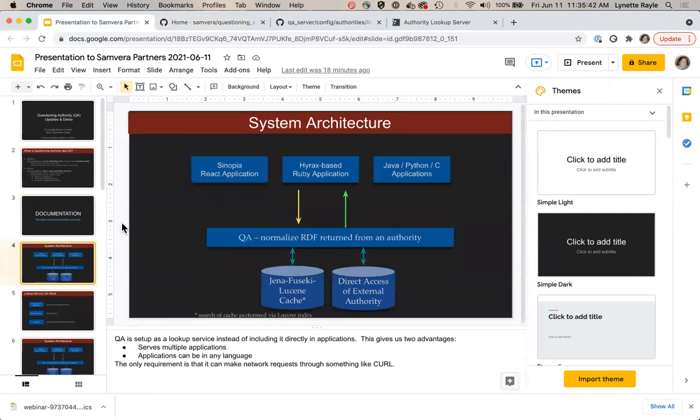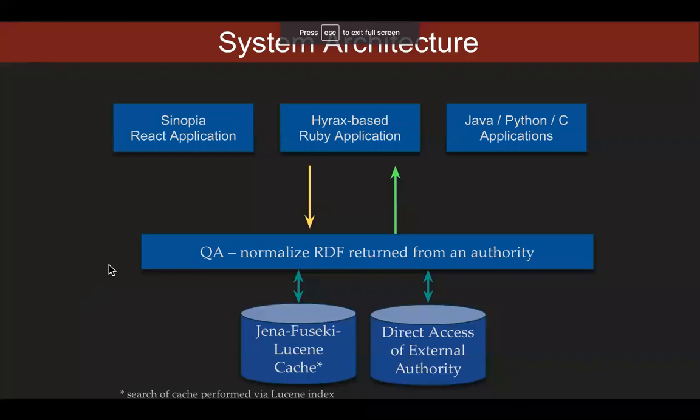So I thought I'd do a quick system architecture. The large scale architecture is that there is applications at the top. So the fact that there's applications and it's not just one Ruby application like Hyrax, that's because when we implement this, we do it as a service and not embedding it directly into the application.